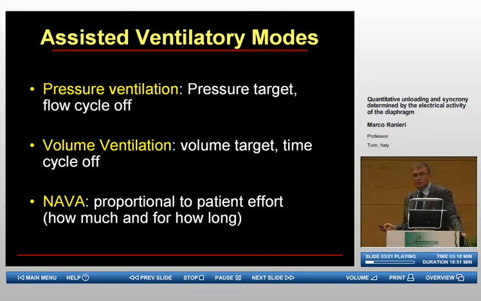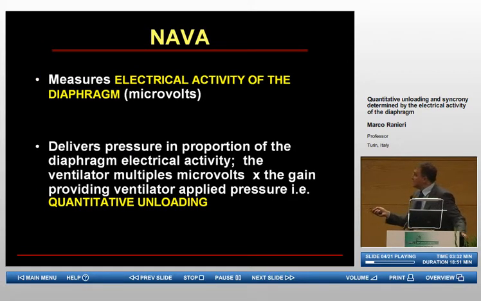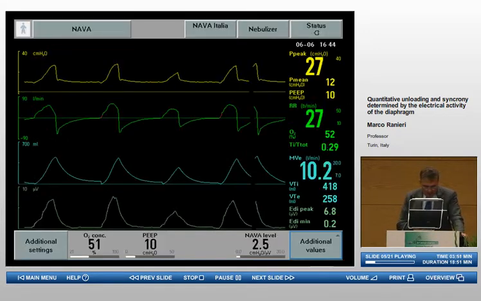So how much pressure the ventilator will deliver and for how long will be decided by the interaction between the regulating algorithm and the signal measured in terms of electrical activity of the diaphragm. So what NAVA does, it measures the electrical activity of the diaphragm, so finally I got what it was, and delivers pressure in proportion to the activity of the diaphragm, so it provides a quantitative unloading. So this is what it does. You have pressure, flow, volume, and electrical activity. Big breath, big pressure, big volume. Small effort, small electrical activity, small volume, small flow, small pressure.